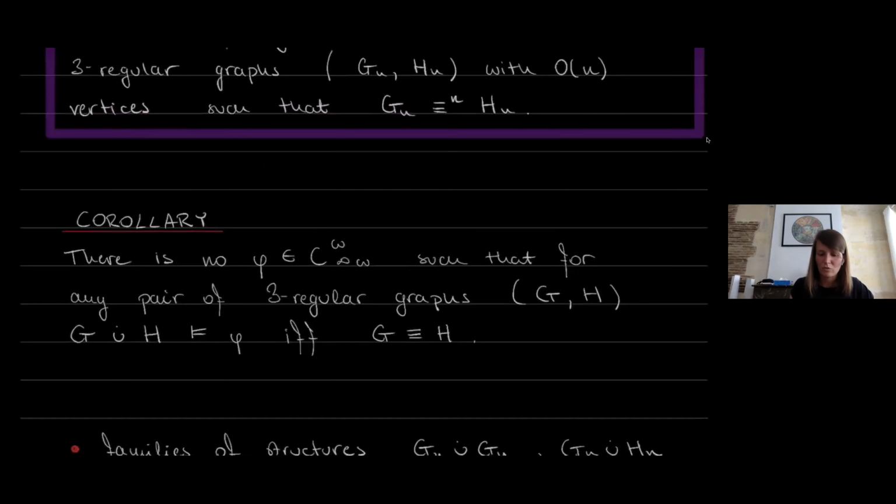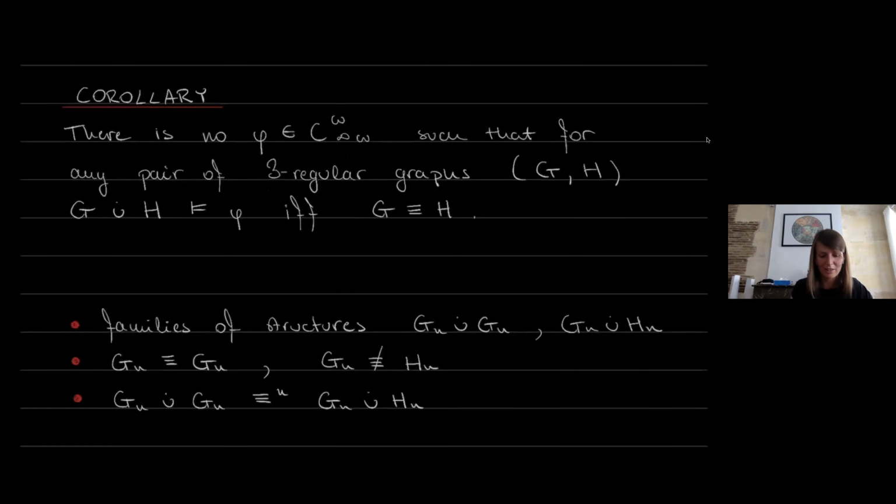But since Gn and Hn satisfy the same sentences of this infinitary counting logic with n variables, not surprisingly, the two disjoint unions satisfy the same sentences with n variables. So indeed, this theorem gives us exactly the kind of families of structures that we need to show that the graph isomorphism problem, in particular for three regular graphs, is not expressible in infinitary counting logic. So this would be the end of the proof.